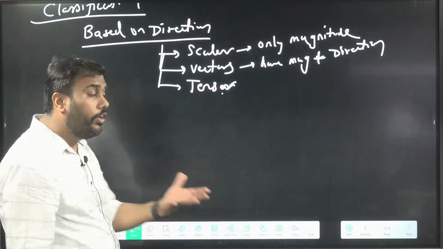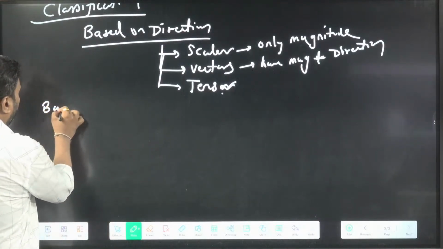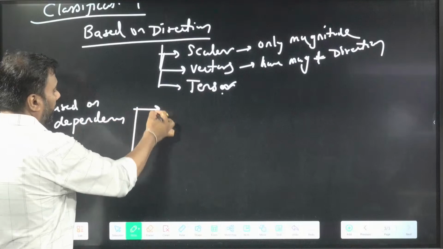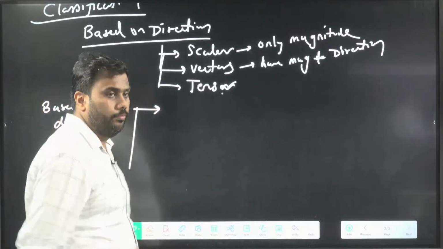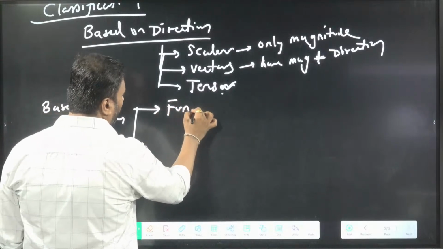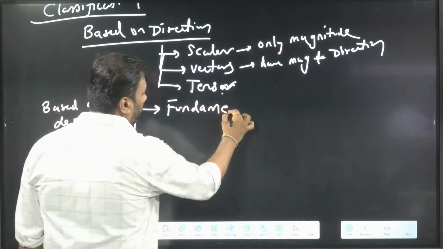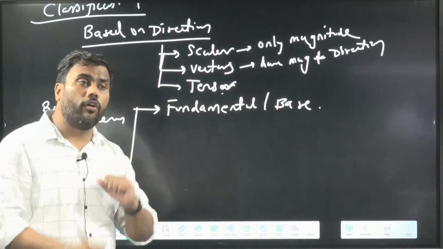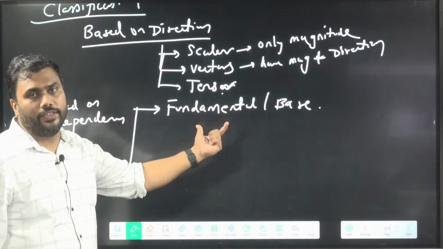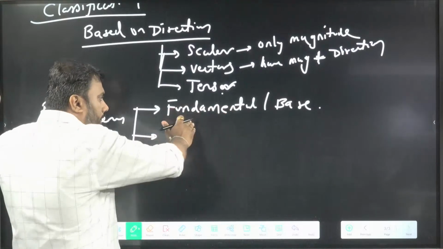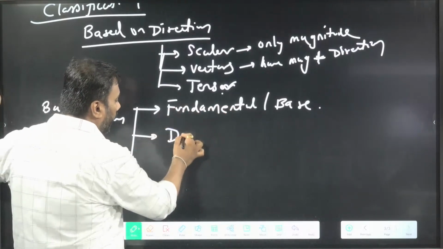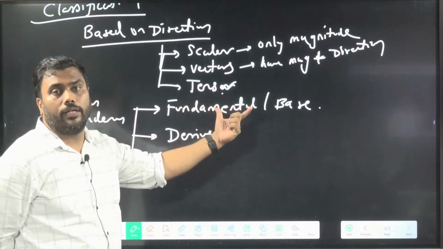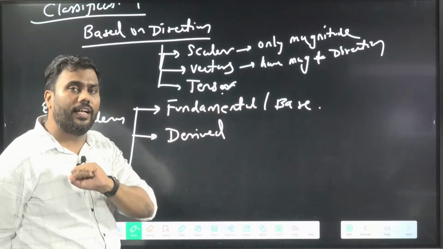Now based on dependency, we also have a classification. Some physical quantities are not dependent on others. Those are called fundamental or the base physical quantities. And some are dependent on these fundamental quantities. They are called derived. What are derived physical quantities? Which are dependent on fundamental. If you know fundamental, then you can define a derived quantity.